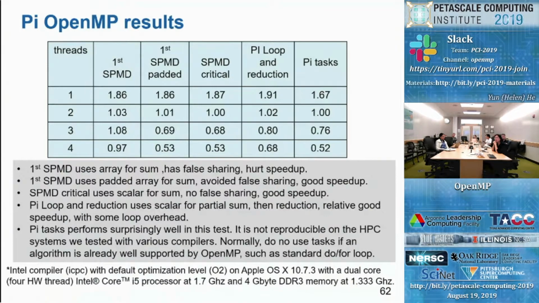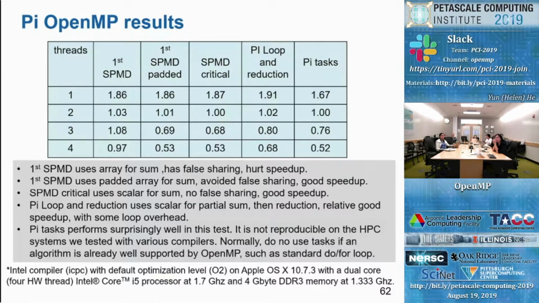This is basically performance results with different ways: the original way, and then another with an array, and padded, and critical, and loop with reduction, and tasks. As a quick summary, with just an array, you may get false sharing, so you get the first speedup. When you pad it, the elements are on different cache lines and performance is good, but the implementation is awkward. Critical is easy and useful. Loop as well. Loop with reduction is also easy, but the loop adds a little more overhead than SPMD without the loop in it.